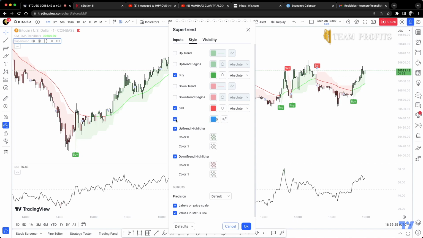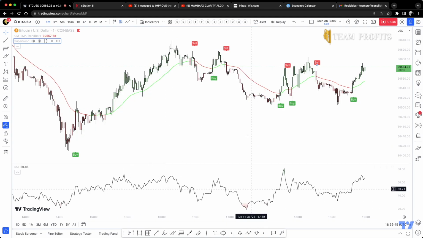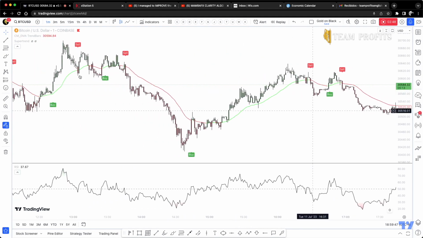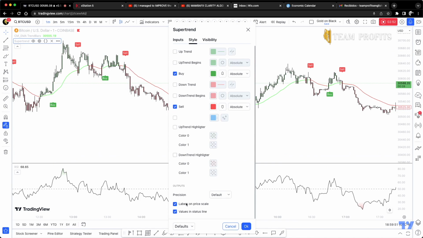These dots, I don't know what this is, but I'm going to hide it. Uptrend highlighter, yeah, this is definitely all right. I just want to hide everything else. If you want to have it in there, it's up to you. I don't like my chart being so messy and with so many things in there. All I need is that signal, levels and price. Let me see, values, status.